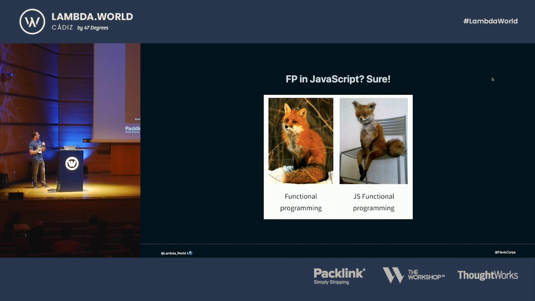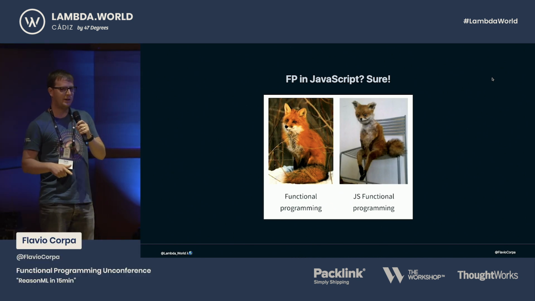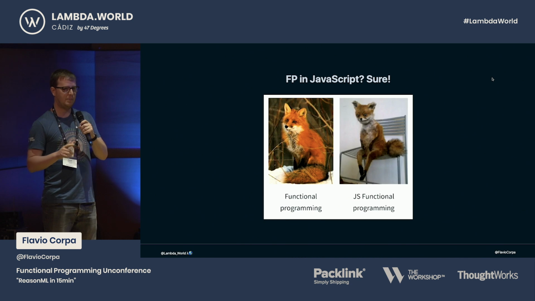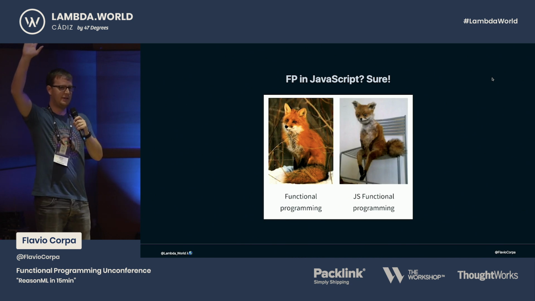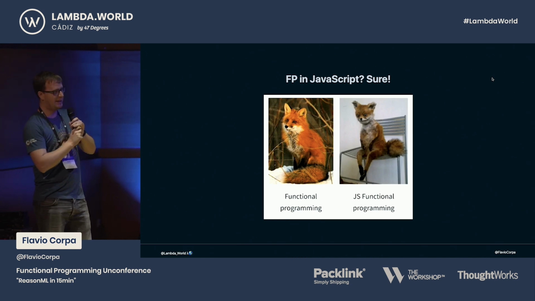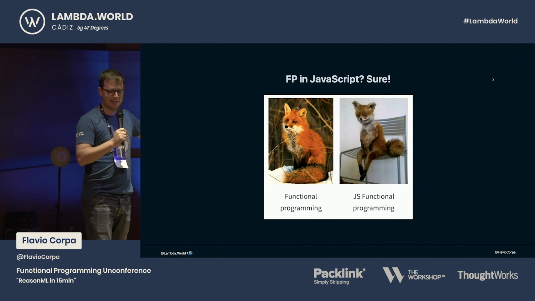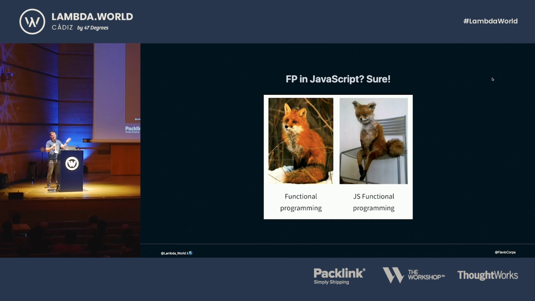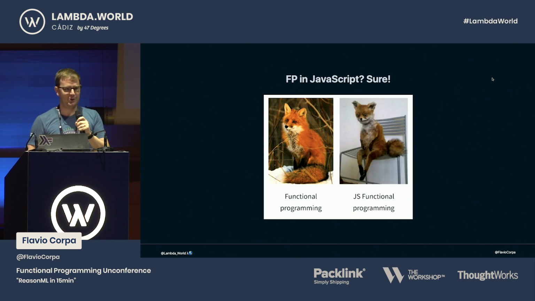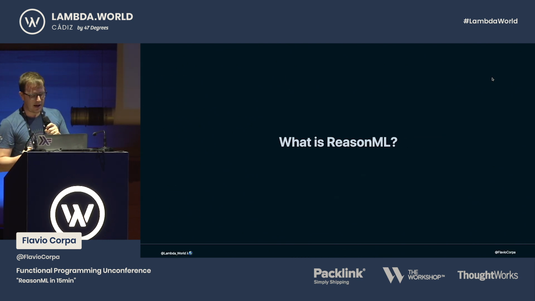I have this meme. Which of you have tried to do functional programming in JavaScript? Okay, so functional programming is that beautiful fox to the left, but then you try to do that in JavaScript and it kind of falls short because you don't have a compiler to help you, you don't have really types, so you start to feel like that puppet, miserable, okay? So what is ReasonML and where does it come into place?